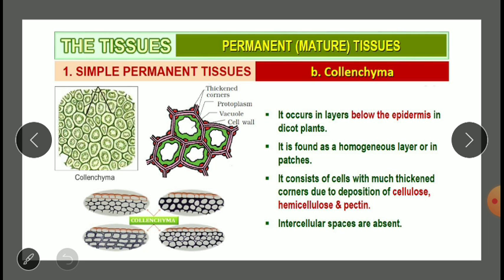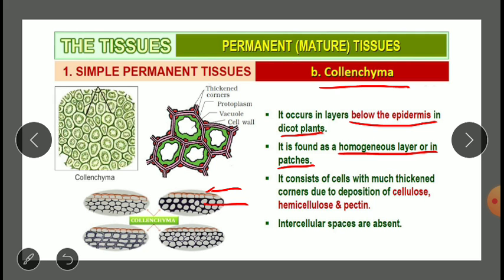Coming to the second type of permanent tissue, that is the collenchyma. Collenchyma occurs in the layers below the epidermis in dicot plants. Epidermis is the outermost skin layer. As you can see here, this brown color thing is going to be the epidermis. Below that, this structure is going to be the collenchyma. It is found in a homogeneous layer or in patches. Homogeneous layer means a straight layer, or patches here and there.